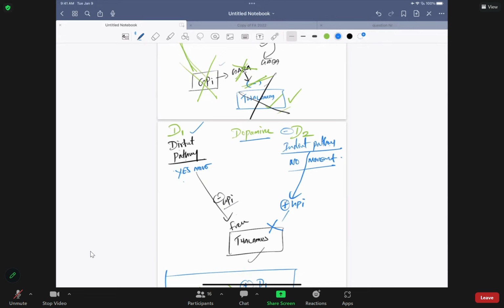So if I want to make a move, I want the direct pathway. I do not want the indirect pathway. Do you get that? So what dopamine does, it stimulates the direct pathway, inhibits the indirect pathway, which means it's easy for me to move. Because if you don't block the indirect pathway, what will happen? They will also stop the move, isn't it? Are you guys getting this?